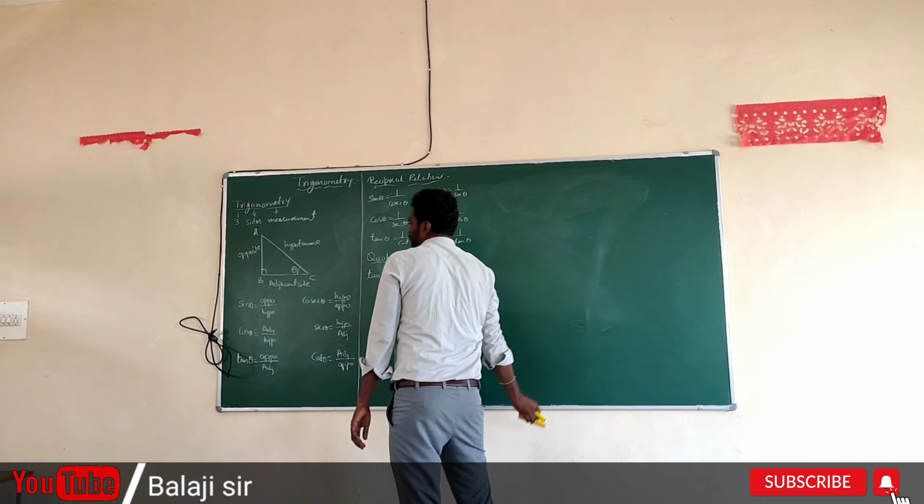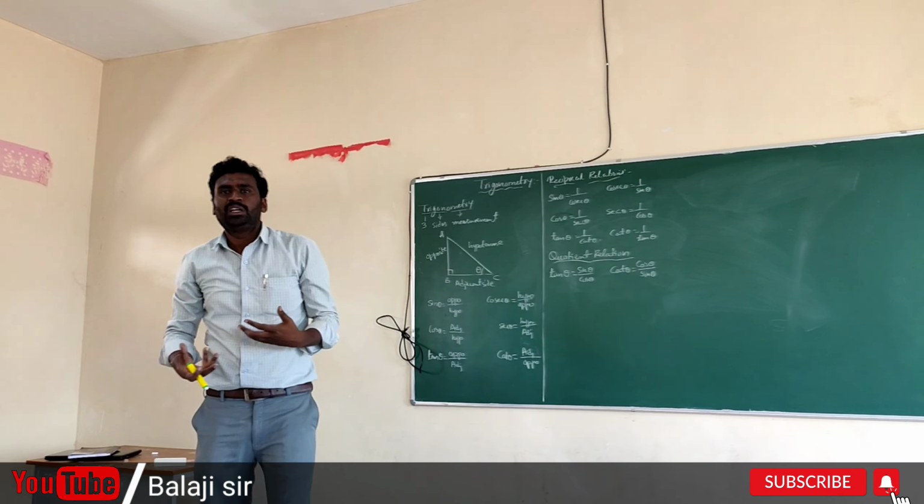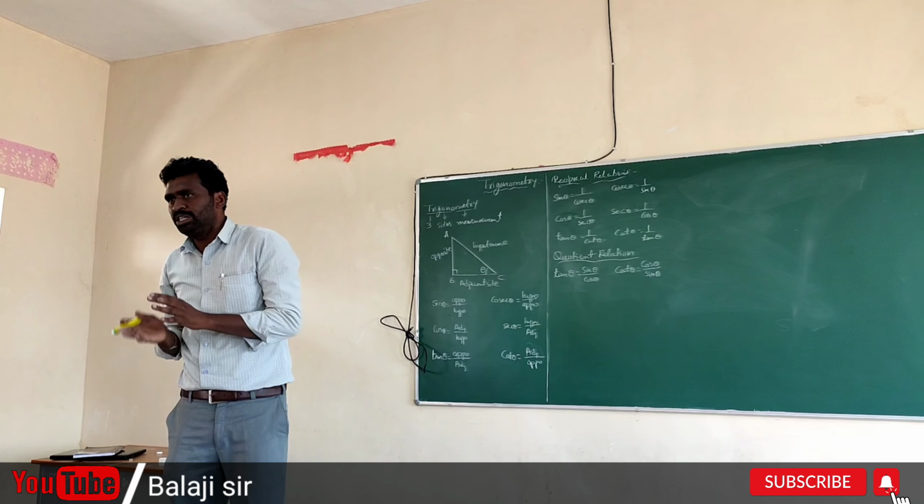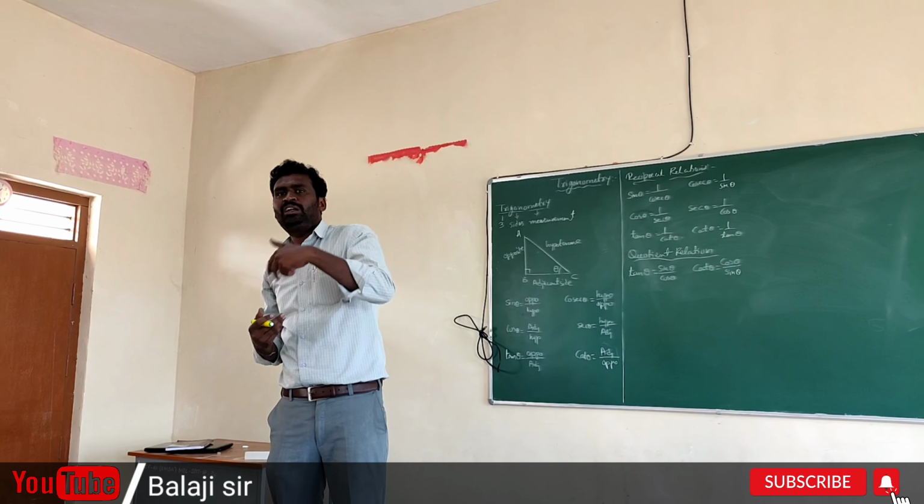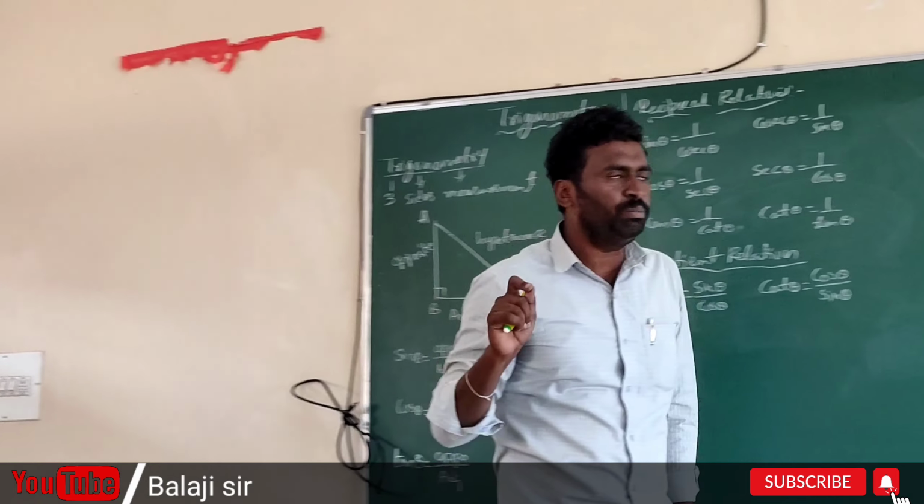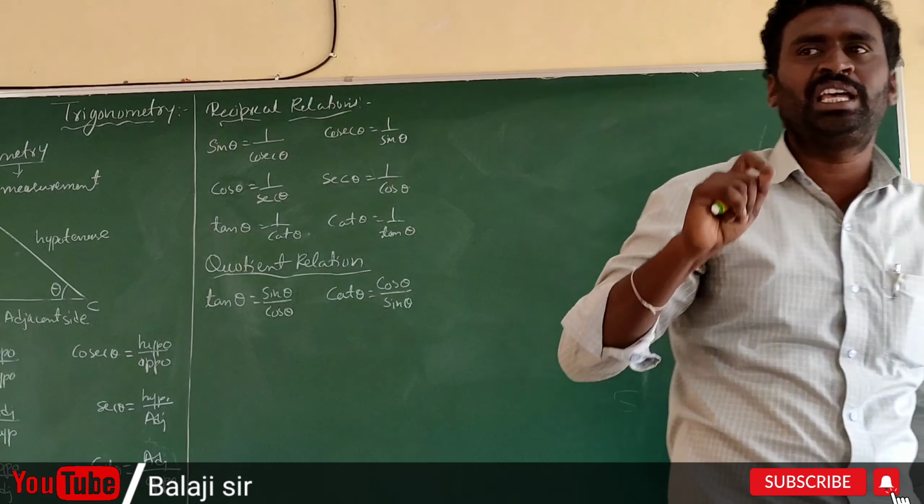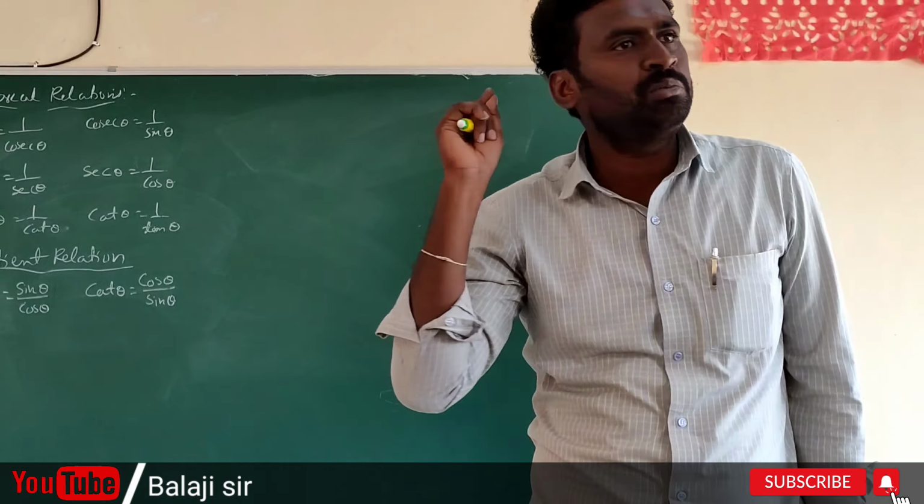Now let us have a drill on how to tell the reciprocal relations. Just listen to how we have to tell them. Later you can repeat with me, and later I will ask you individually. Once you start, you have to tell that sine is equal to 1 by cosec, cosec is equal to 1 by sine, tan is equal to 1 by cot, cot is equal to 1 by tan, and sec is equal to 1 by cos, cos is equal to 1 by sec.